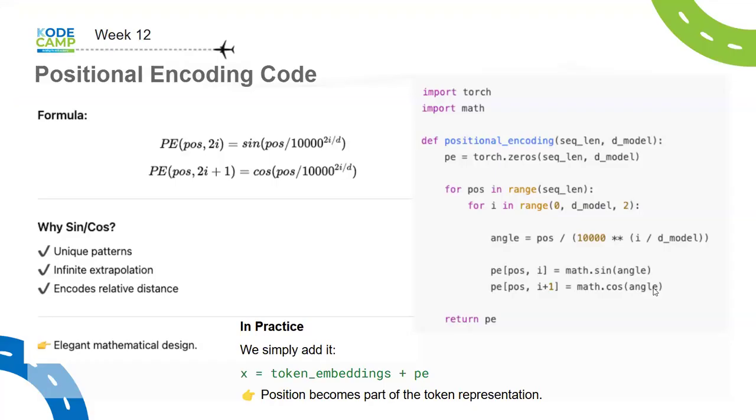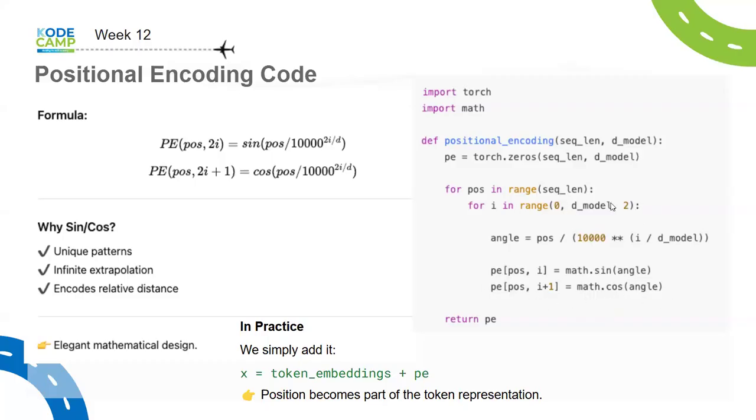So for a word at a particular position, you use the sine for that position, but the next position you use a cosine. And then the position after that, you use the sine again. And the next position you use a cosine. So for every even position, you use sine, and for every odd position, you use cosine. That's what this is doing, basically skipping between odd and even positions.